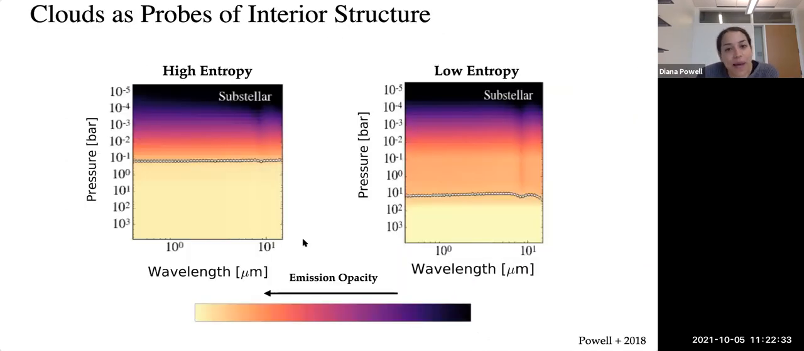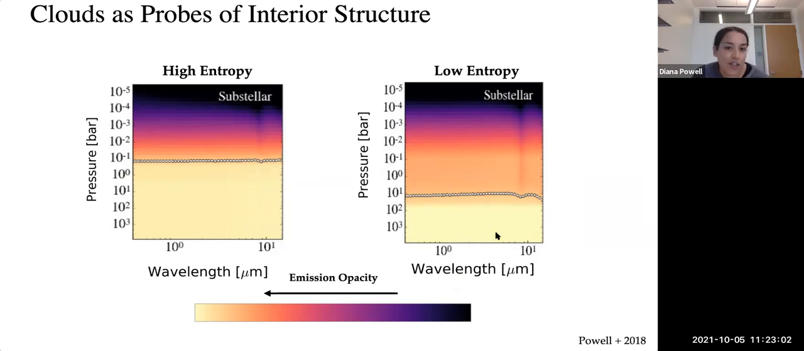And in addition to impacting spectra, clouds may also serve as probes of planetary properties, such as their interior thermal structure. So here I'm showing emission opacities as a function of wavelength and atmospheric pressure for a planet that has the same upper atmosphere structure, so the same temperature structure in the upper atmosphere, but different internal thermal structures. And here the dotted white line indicates the location where the clouds become opaque.